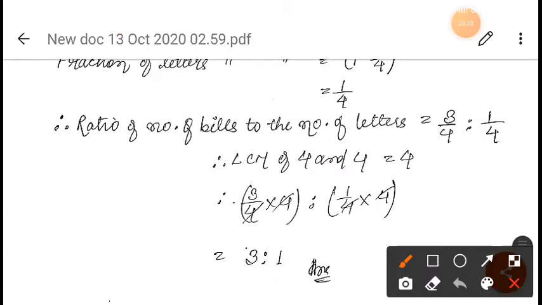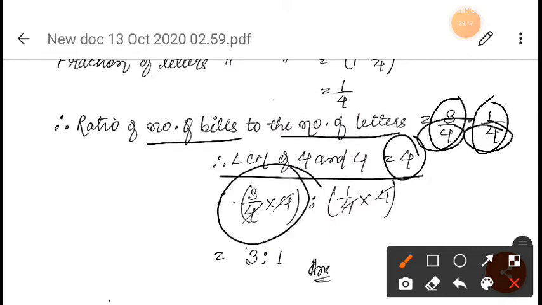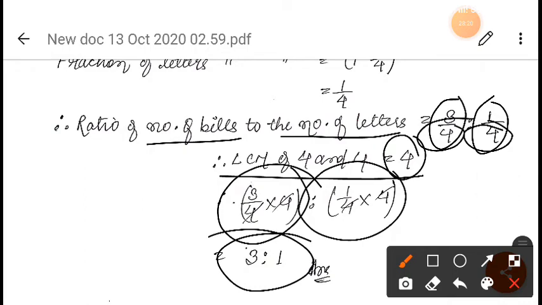So the ratio between the number of bills and the number of other letters will be 3 by 4 is to 1 by 4. Because it is in fractions, we have to find the LCM, as I told you in question number 1. When you find the LCM, you will get 4. So we multiply 3 by 4 into 4 and 1 by 4 into 4, and you will get 3:1, right?